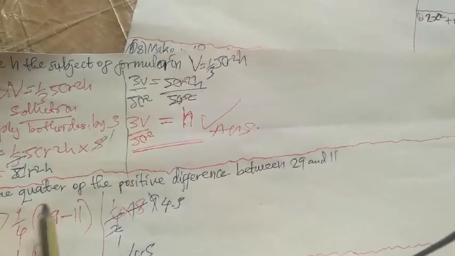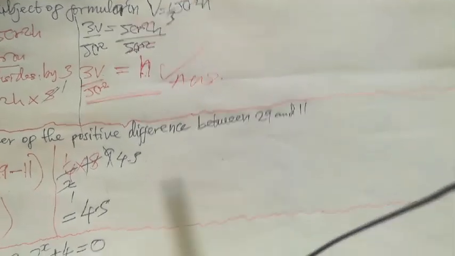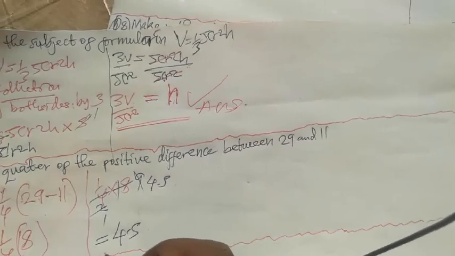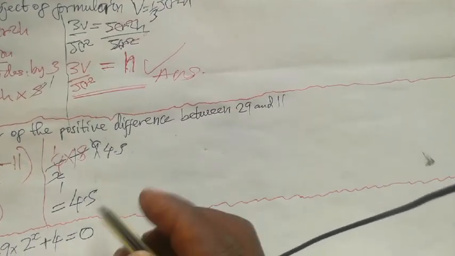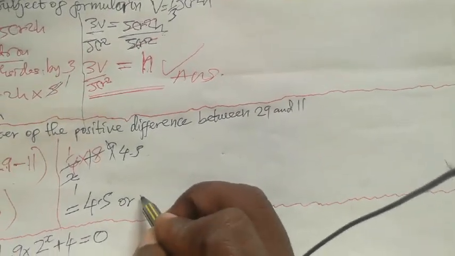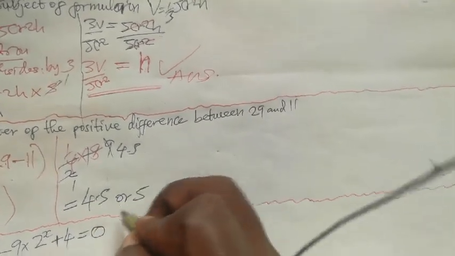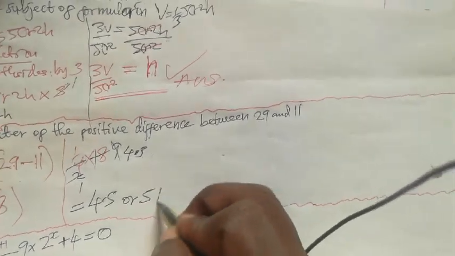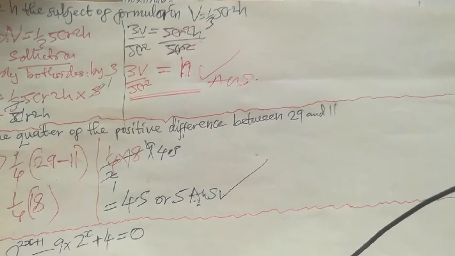The quarter of the positive difference between 29 and 11 is 4.5, or 5 if you round off to the nearest whole number. This is the required answer.